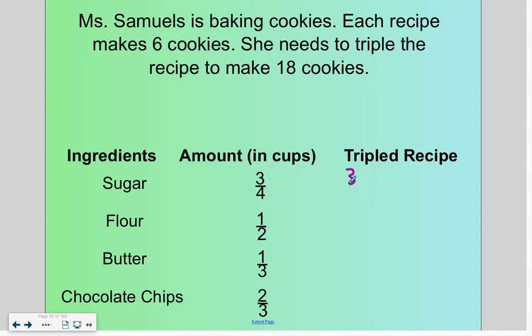So I would need 3/4 from one recipe, 3/4 from another recipe, 3/4 from my third recipe, and I end up with 9/4. But there must be an easier way.